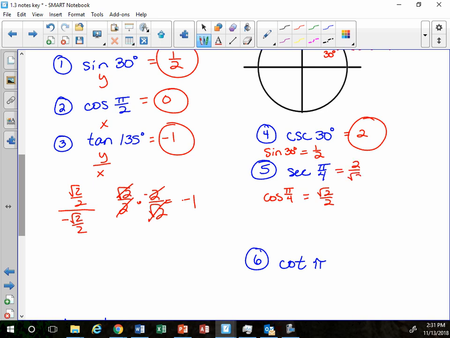So it's 2 over root 2. That is 2 root 2 over 2, and what does that simplify to? Root 2. 2 root 2 over 2 simplifies to root 2. Wow, that's a tongue twister. All right, how are we doing there? It's not that bad, right?